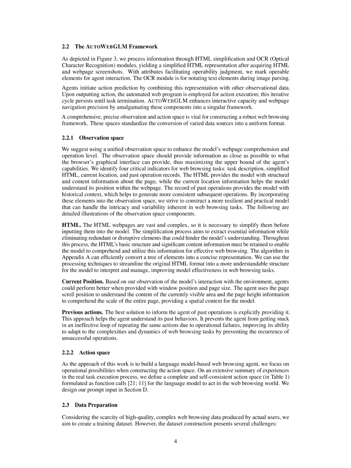The observation space includes components such as task description, simplified HTML, current location, and past operation records. Task description helps the model understand the objective of the task, while simplified HTML provides structural and content information about the web page. Current location information assists the model in understanding its position on the web page, and past operation records offer historical context for generating consistent subsequent operations.